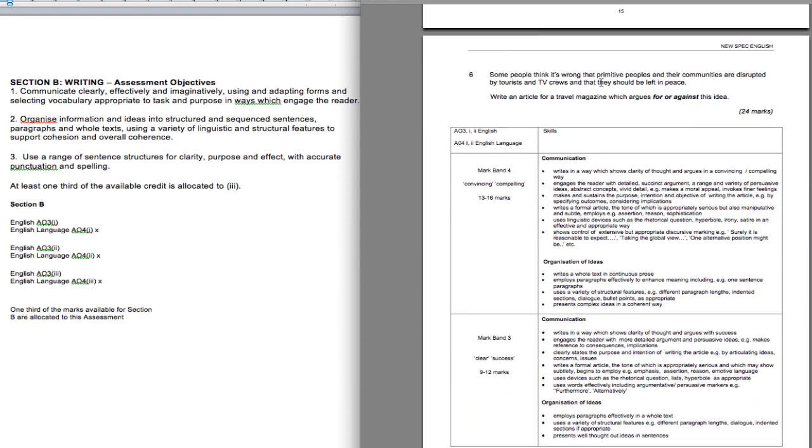So some people think it's wrong that primitive peoples and their communities are disrupted by tourists and TV crews, and they should be left in peace. Write an article for a travel magazine which argues, so here we're back in that triplet, even though we're not saying it officially, argues for or against this idea.